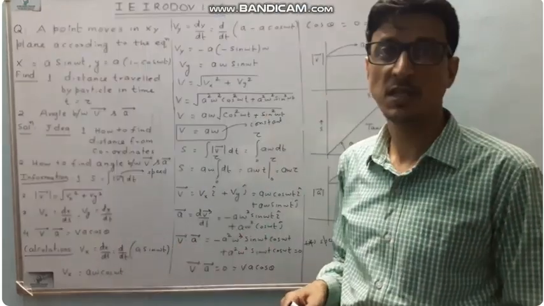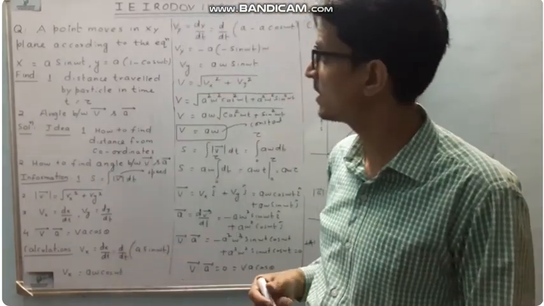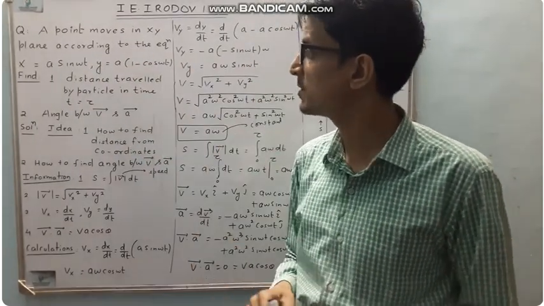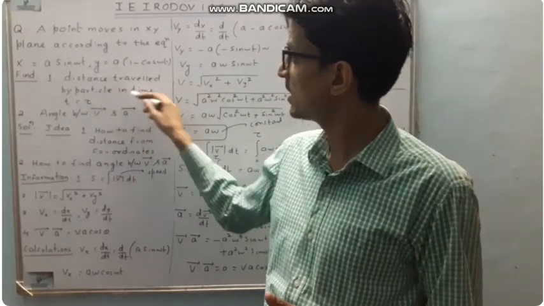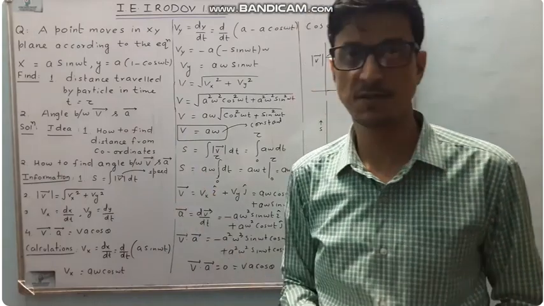It's 1.26. It says that a particle is moving in the xy plane such that the coordinates x and y are related by x is equal to a sin omega t and y is equal to a into 1 minus cos omega t. You need to find the first thing, distance traveled by the particle in time t is equal to tau, and the second, angle between velocity and acceleration.